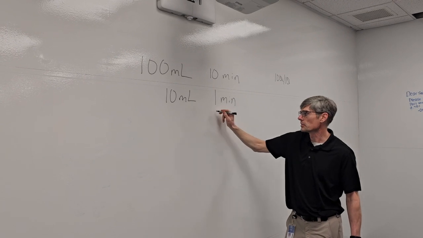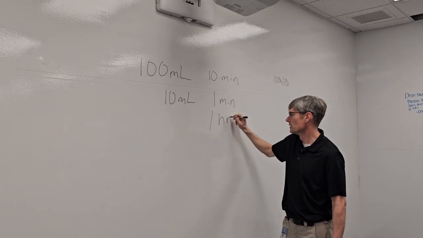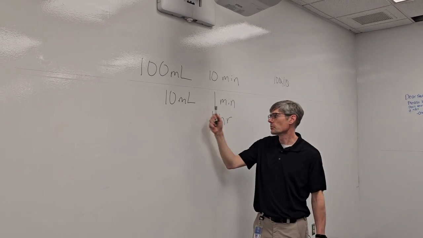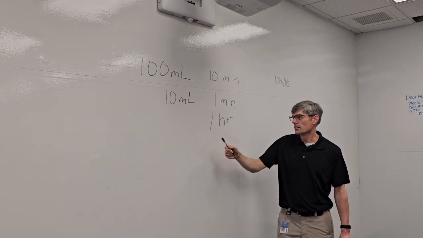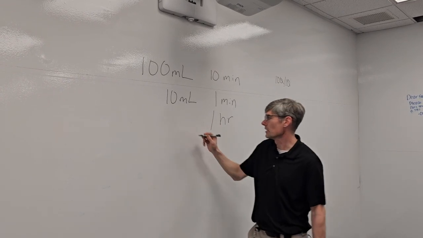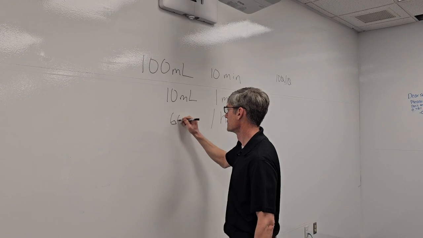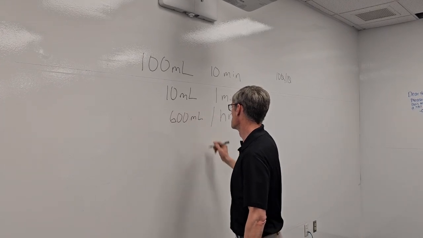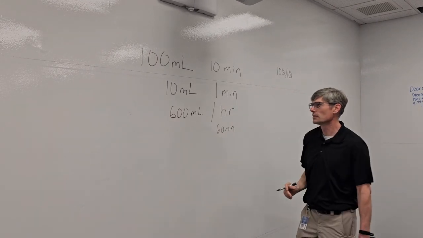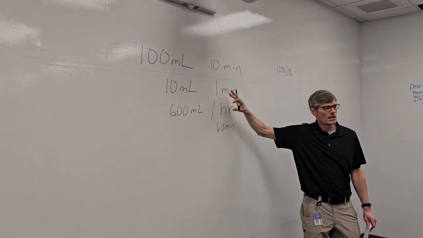Or if you have to do milliliters per hour, so if 1 minute is 10 milliliters, how many milliliters in 60 minutes? 600 milliliters. Okay, good. 600 milliliters an hour, or 60 minutes. Okay, so everybody get how we got that?